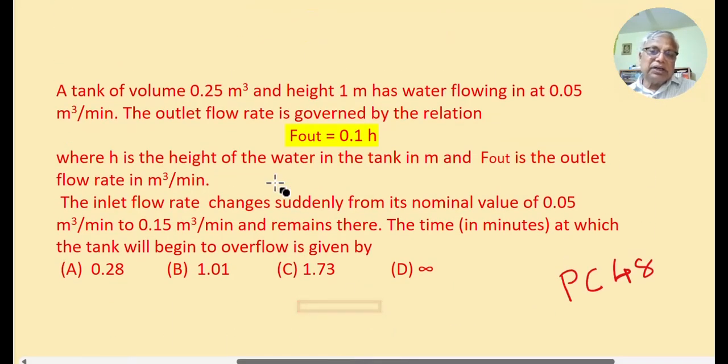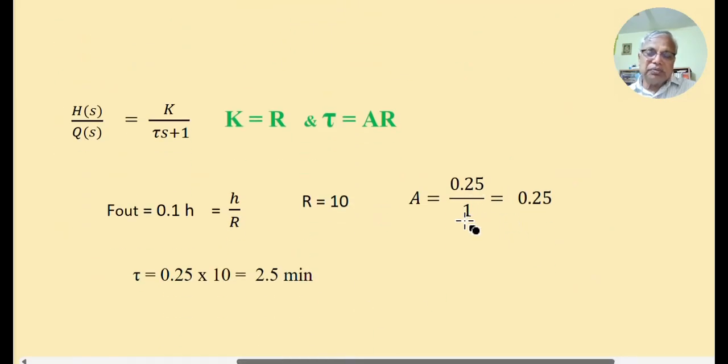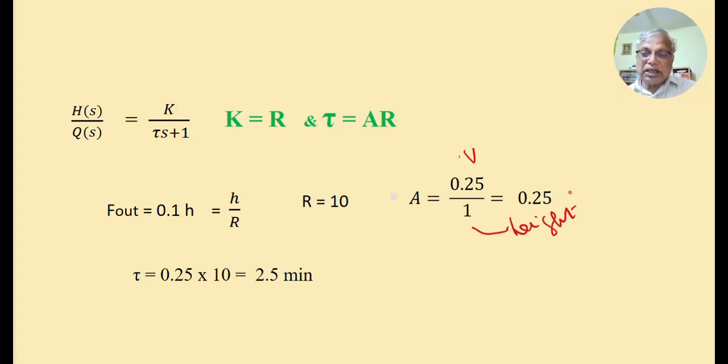And the area of the tank, you are given the volume of the tank and the height of the tank. So the area of the tank is simple: volume by height. Area is volume by height. So this is the volume, 0.25 is the volume, and this is the height. So volume by height is area. So the area is 0.25 meter square.